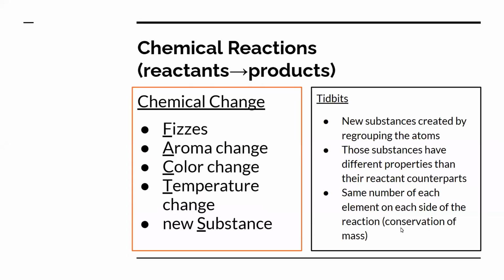We're regrouping the atoms, but we still have conservation of mass. So if you have 10 carbons on the left, you still have to have 10 on the right. They just can be arranged differently. And the properties of the products will be different than the properties that those reactants have. Why? Because they're new substances.